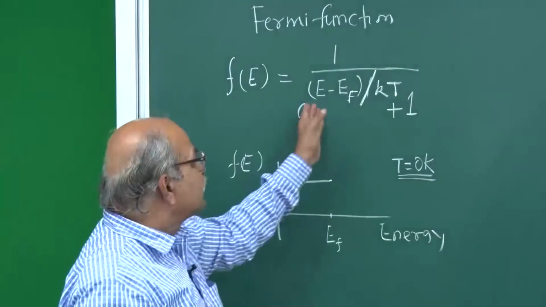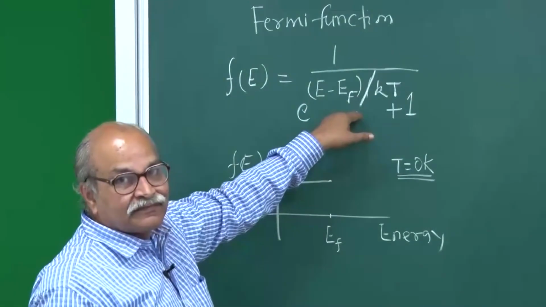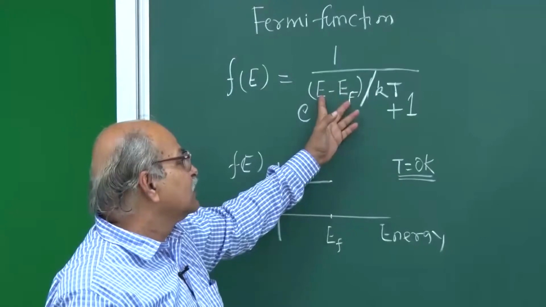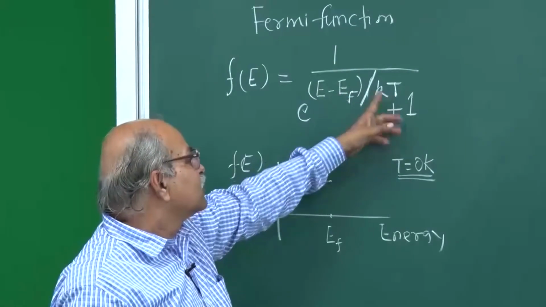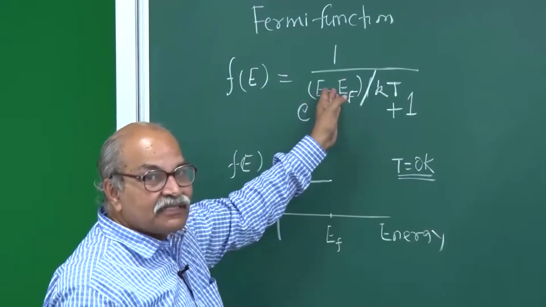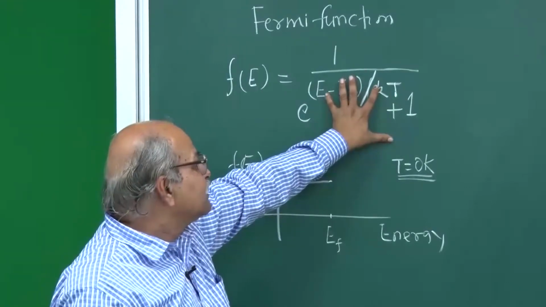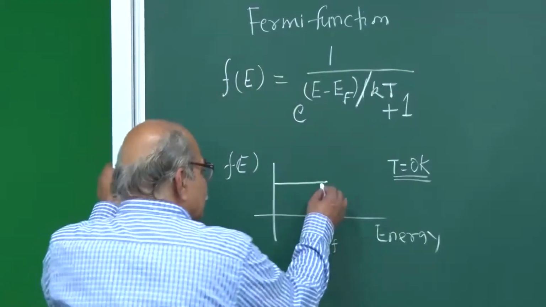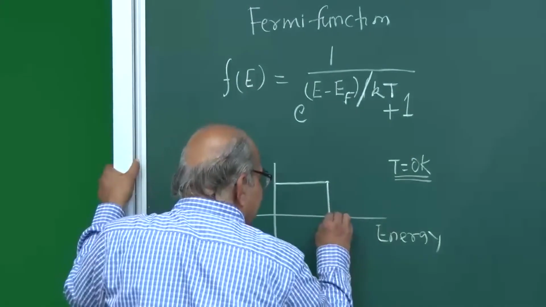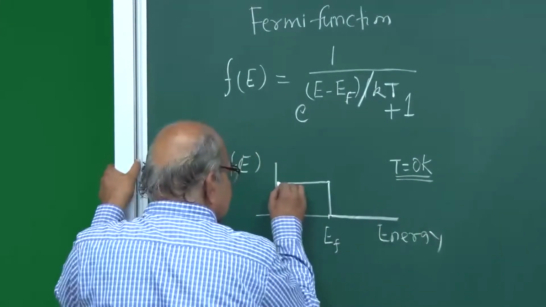and for all energy greater than EF, this quantity is positive, and with T going to 0, this will become e to the power plus infinity. So this whole thing goes to infinity, and this becomes 0. So this is a step function.